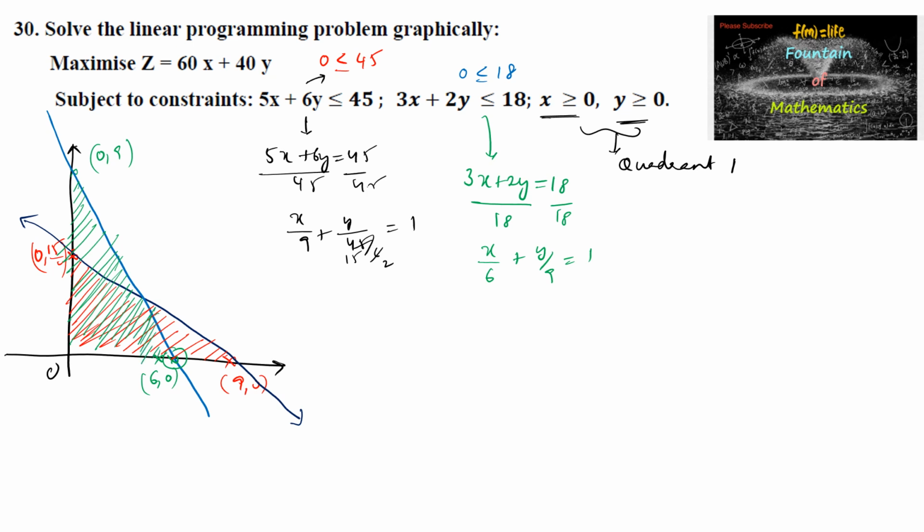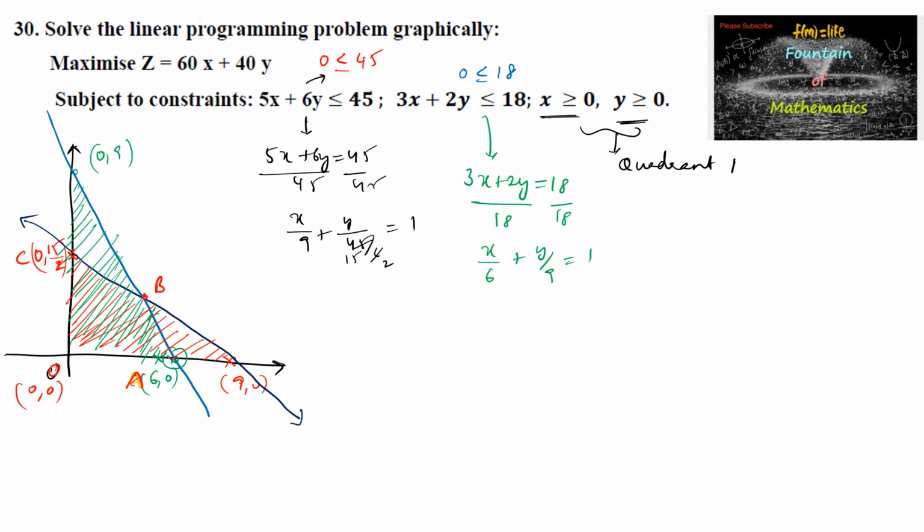And here we can see the common shaded region for both the inequalities, which is marked by the points like O, A, B, C. O is the origin 0 comma 0, A is the point 6 comma 0, and B is the point of intersection of two lines, and C is the point 0 comma 15 by 2.